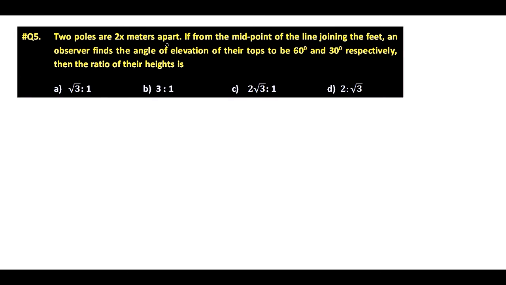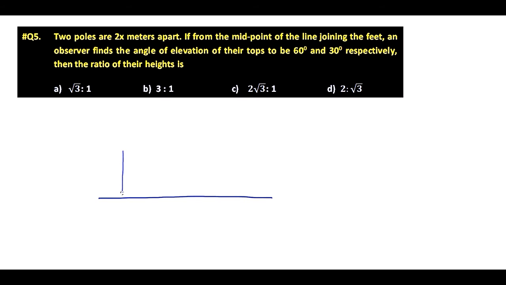Two poles are twice x meter apart. Right? There are two poles. We don't know about the height. If from the midpoint of the line joining their feet, an observer finds the angle of elevation of their tops to be 60 degree and 30 degree respectively, then the ratio of their heights.